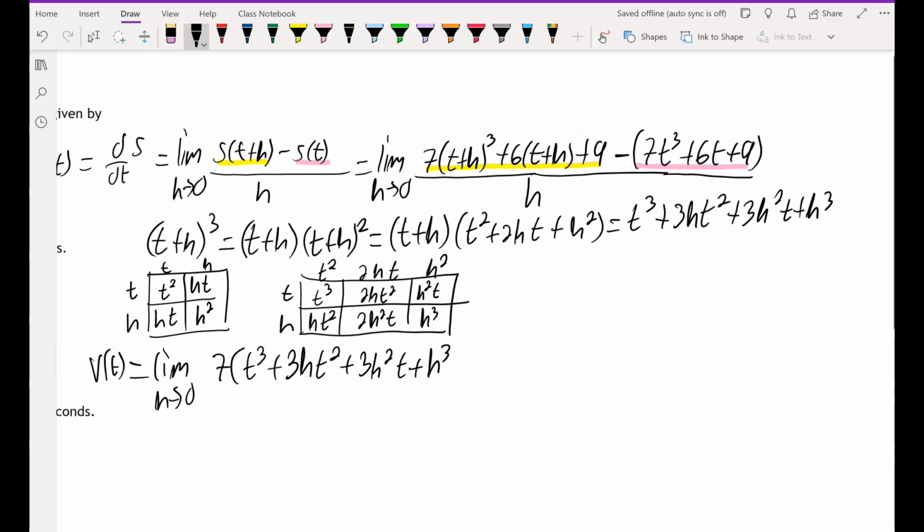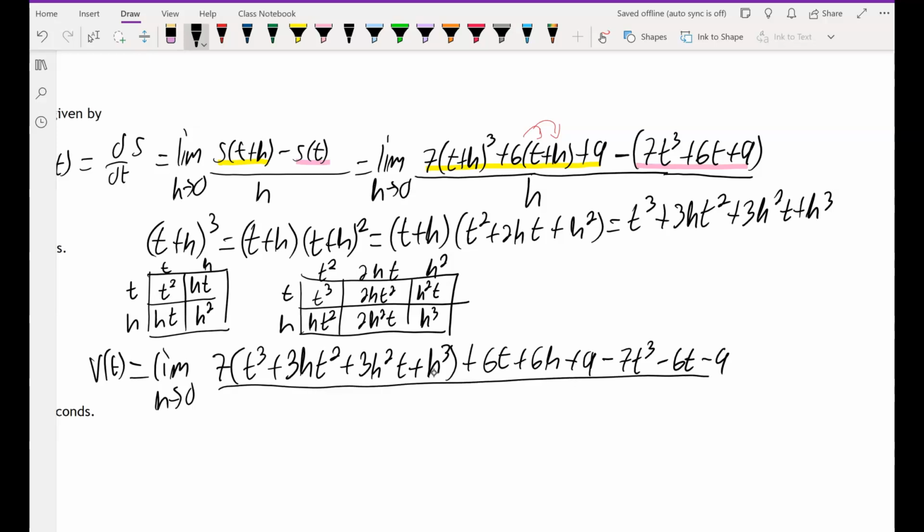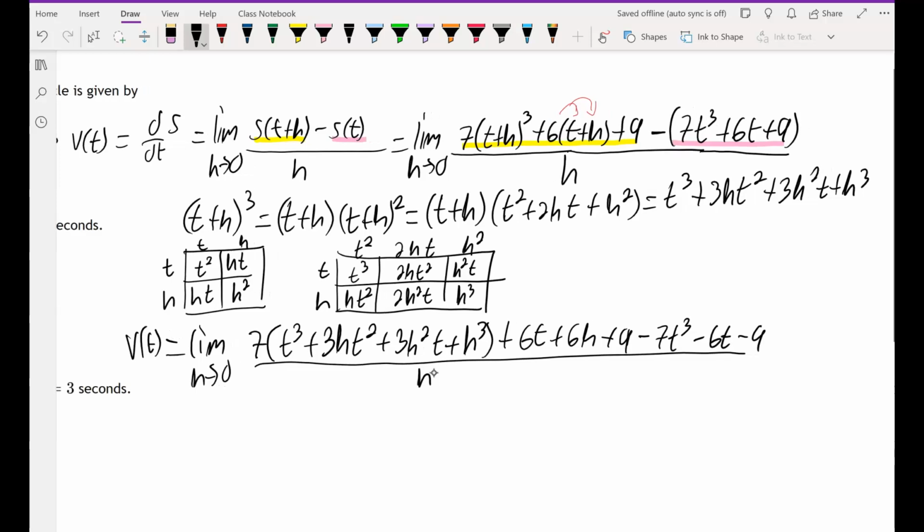Okay, and then we still have plus 6 times t plus h, so we could distribute this 6, so that gives us 6t plus 6h plus 9. And we could also distribute the negative sign, so that gives us minus 7t cubed, minus 6t, minus 9, all over h. And we're not quite done yet. We still have to do a little bit more.